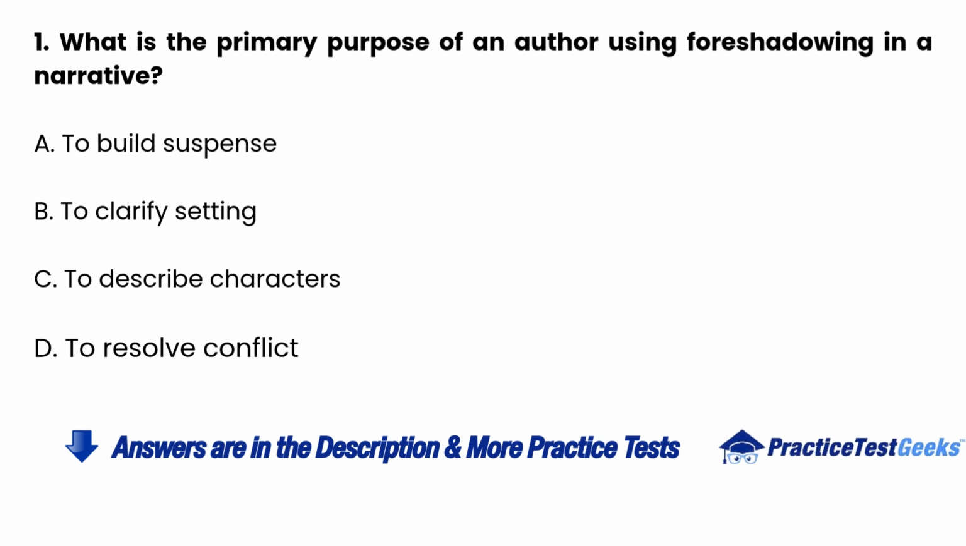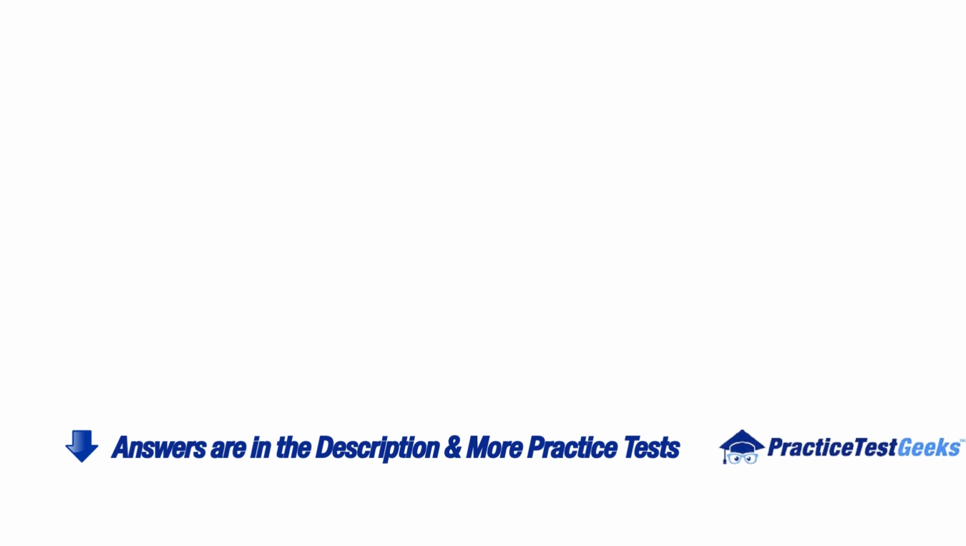1. What is the primary purpose of an author using foreshadowing in a narrative? A. To build suspense. B. To clarify setting. C. To describe characters. D. To resolve conflict.